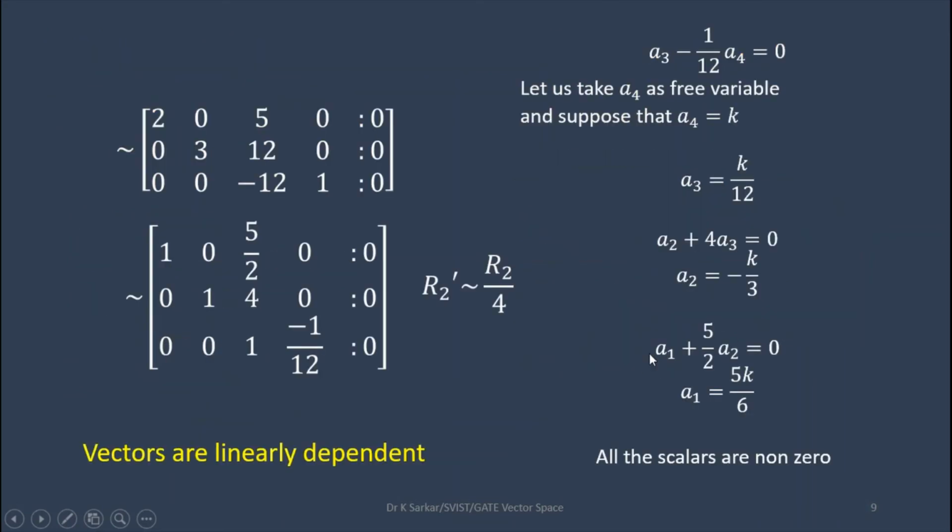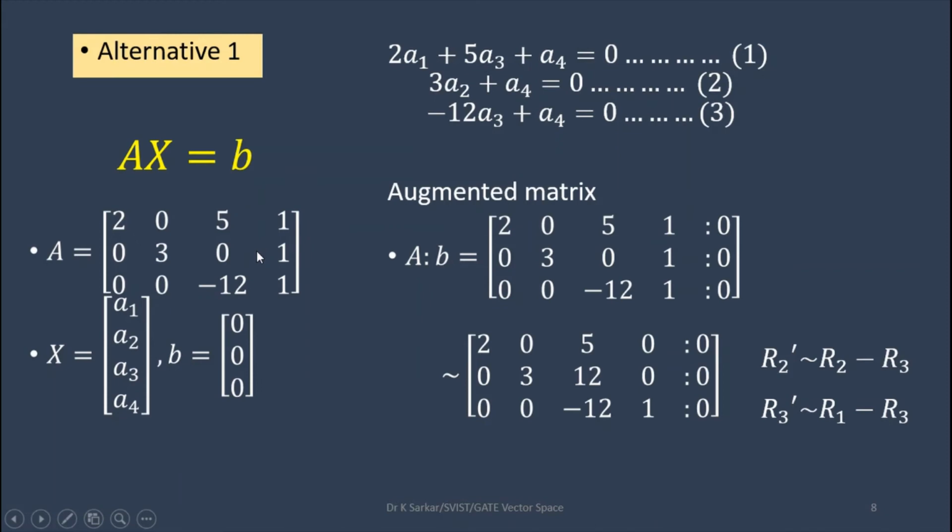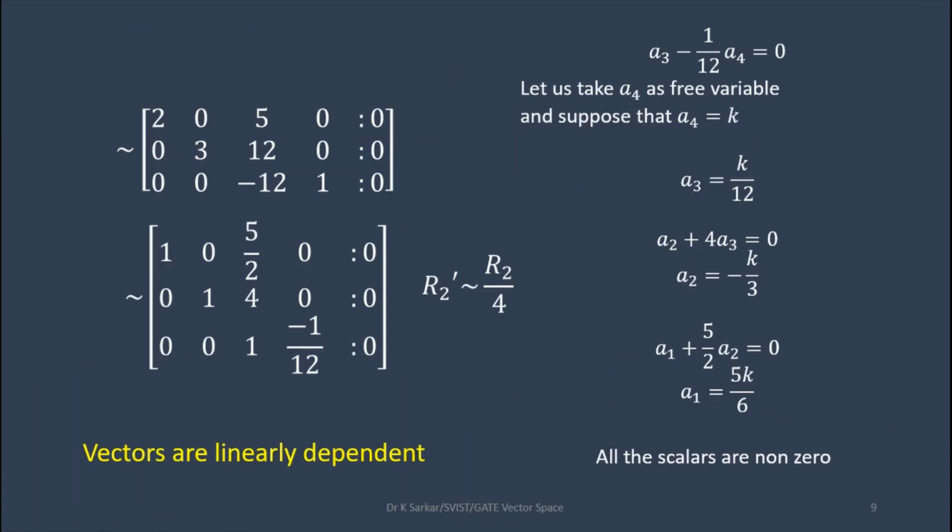Look here. Unknowns are 4, equations are 3. There are 3 equations and the unknowns are A1, A2, A3, A4. 4 unknowns.